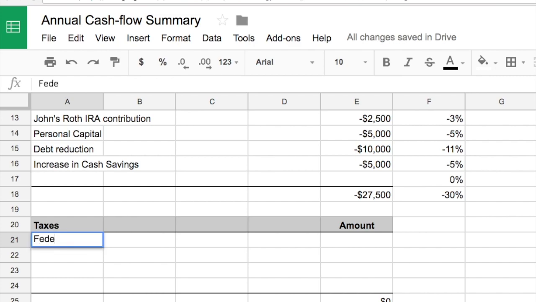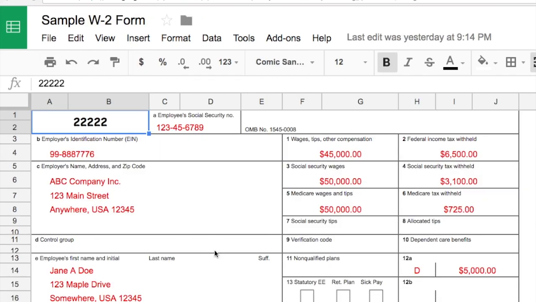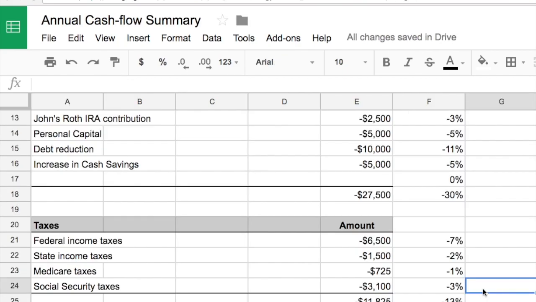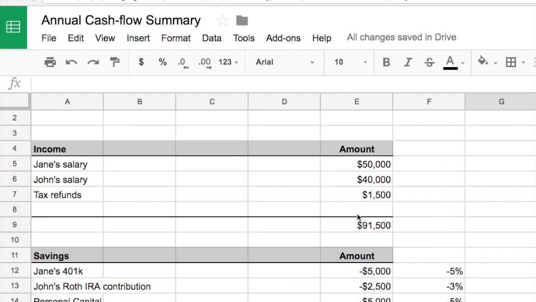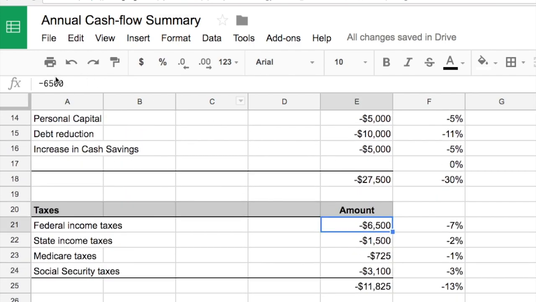Let's finish this out, and we're going to talk about taxes. Okay, hopefully you're still with me. Head over to that W-2 again, and you can find all these numbers. $6,500, $3,100, $725. This is the federal income tax number, the Social Security, and the Medicare, and then your state tax number is right down there. So what's really kind of interesting about this, actually this is not an accurate number because this only shows Jane's taxes. So I'm going to just sort of ballpark estimate.